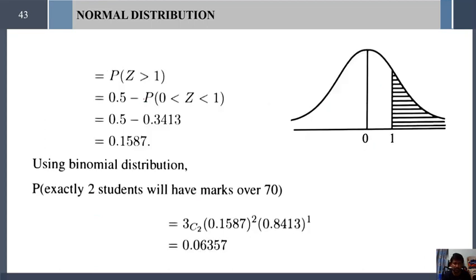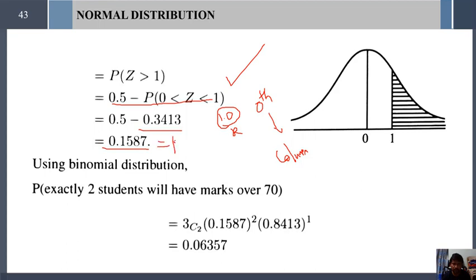Similarly, for the second problem, simply substitute x equal to 70 here. Therefore, we can get the probability of z greater than 1. The probability of z greater than 1 can be written as 0.5 minus this, and for 1, this is 1.0. So the 1.0 row, I mean the first row and the 0th column, referring to the normal table, we have 0.3413 as the area, and 0.5 minus this value is nothing but the required probability value.